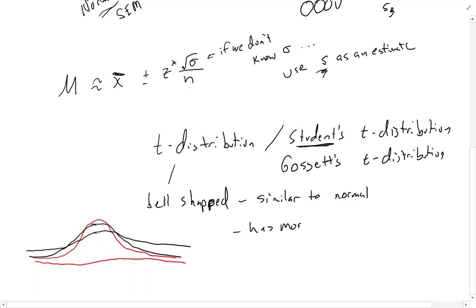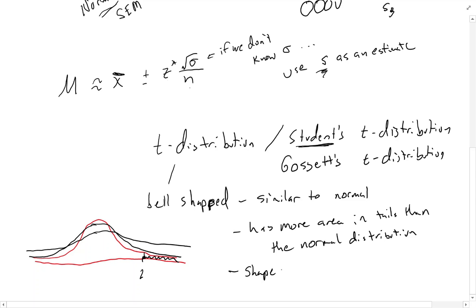So it has more area in the tails than the normal distribution. If you go out to like a z-score of 2, the area underneath the curve will be greater for the t distribution than the normal distribution. And the shape depends upon n, on your sample size. So the shape depends upon your sample size in there.